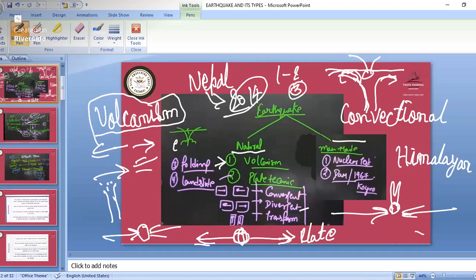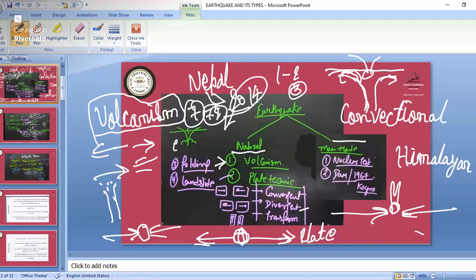Sometimes there is a sudden, maximum release of energy, and at that time we feel earthquakes. In 2014, we felt earthquakes of higher magnitude, nearby 7. In India it was nearby 6.9, and in Nepal it was nearby 7.2.